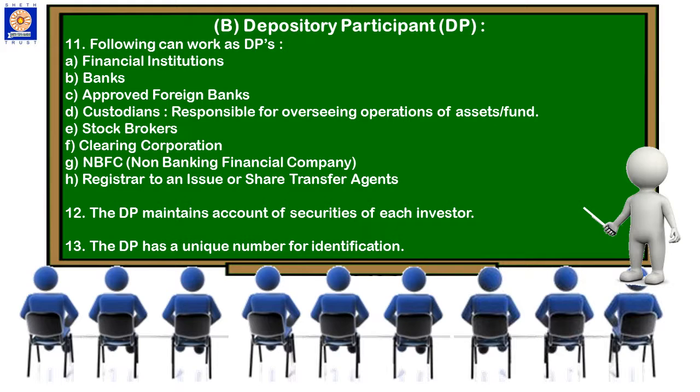They just have to follow some rules of the SEBI Depository and Participant Regulations 1996. The depository participant maintains accounts of securities of each investor. The depository participant has a unique number for identification. Every DP has its own unique number.